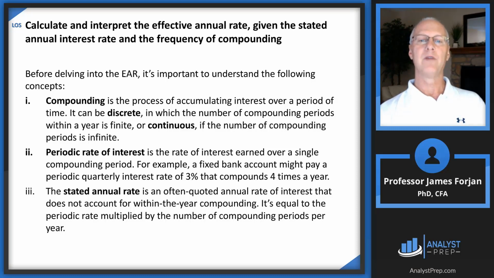The periodic rate of interest is the rate of interest earned over a single compounding period. The stated annual interest rate is an often quoted rate that does not account for the within-the-year compounding. A mortgage loan, for example. Those of you who have bought houses will have been told by the mortgage banker that the interest rate is 6% per year, but that translates into a different effective annual rate because of the compounding 12 times per year.